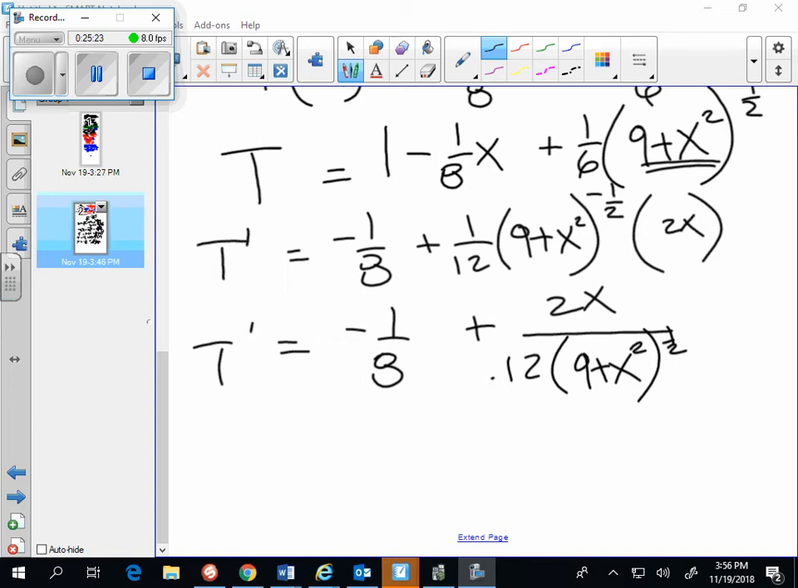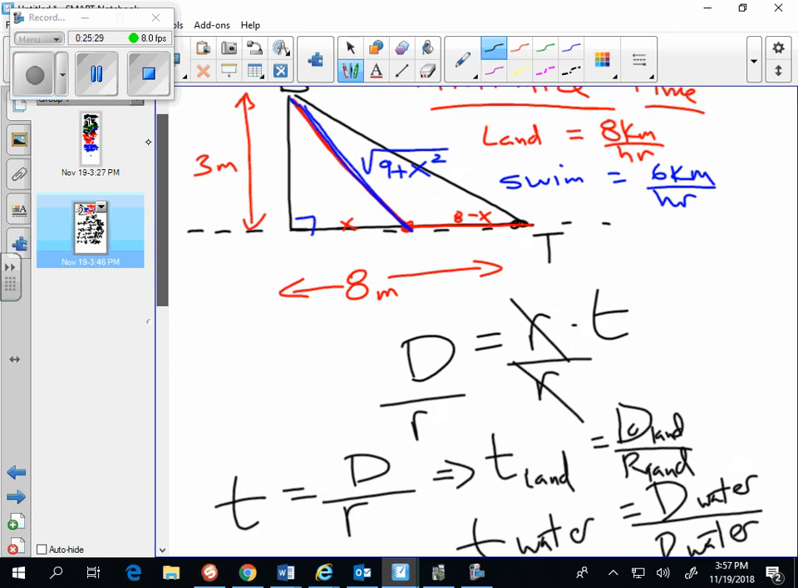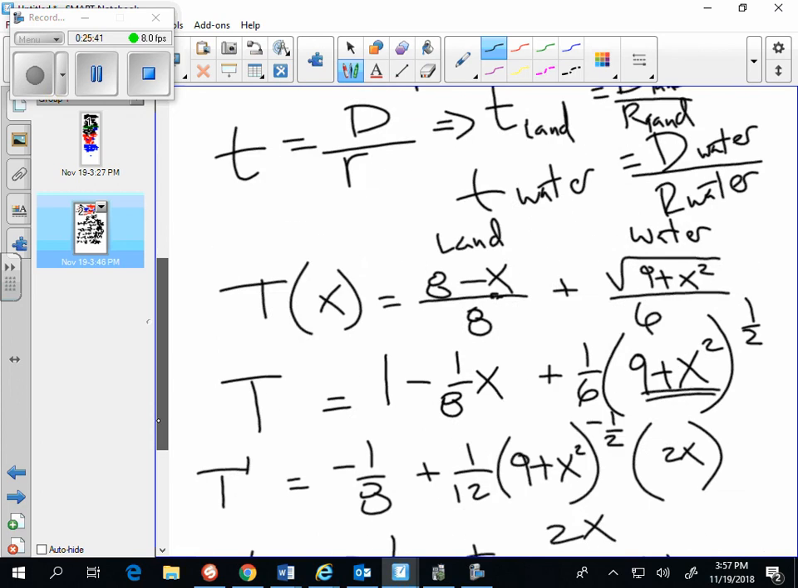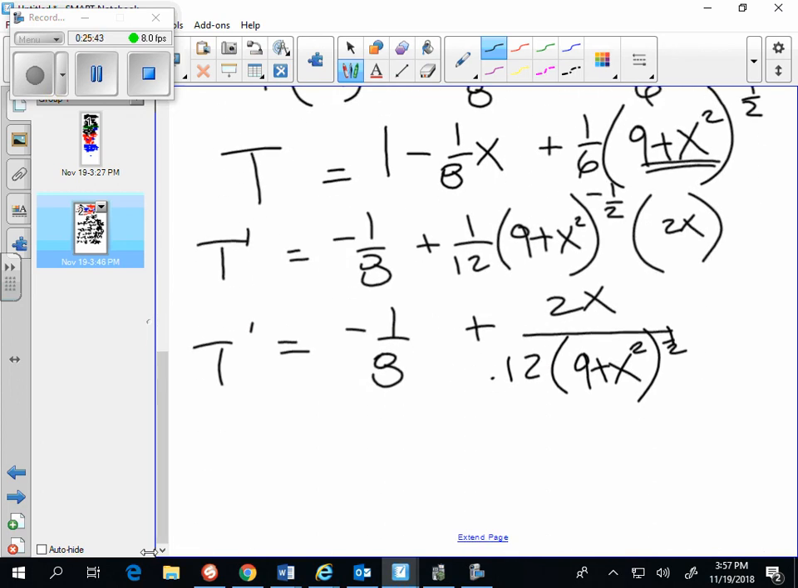Yes, there are endpoints. Let's go back and look at the original picture. In our original picture, we see that this length is 8 meters. So we can start at 0 meters. We could go to 8 meters. So our boundaries are 0 and 8. We know that Elvis isn't using those, but those are endpoints that we still need to consider.